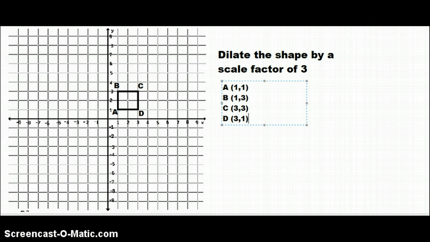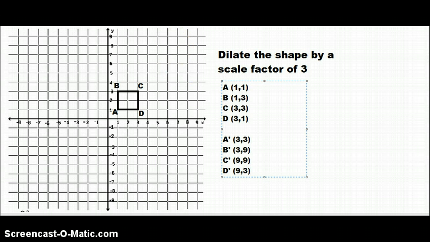Now we want to dilate the shape by a factor of 3. All we have to do is multiply each coordinate by 3. So with A prime, we're going to multiply 1 times 3, get 3. 1 times 3 again, get 3. B prime, 1 times 3 is 3. 3 times 3 is 9. C prime, 3 times 3 is 9. 3 times 3 is 9 again. And then D prime, 3 times 3 is 9. 3 times 1 is 3.